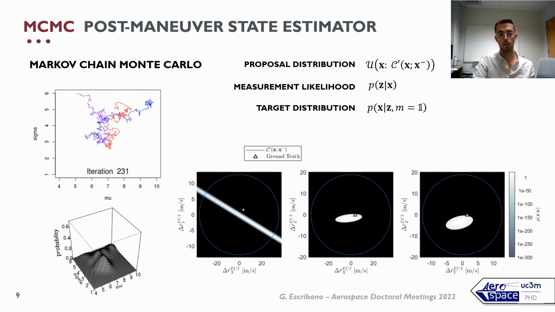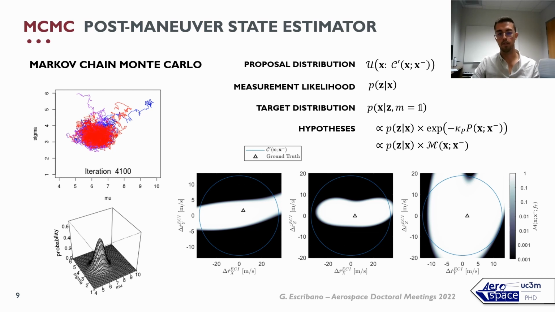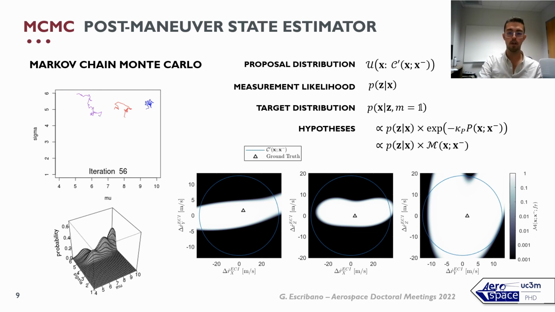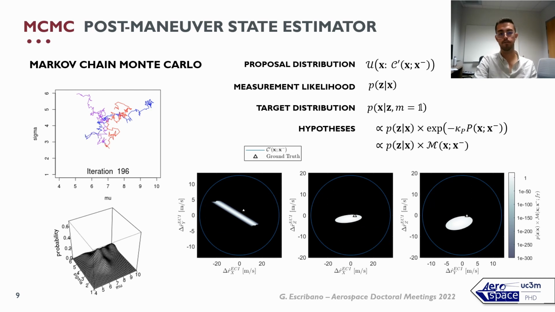And for this, we will apply different hypotheses, right? So we may assume that the post-maneuver state distribution is inversely proportional to the control effort, or we may add additional heuristics based on previous maneuvers or typical control efforts or typical orbital transfers in order to find a good approximation for the posterior target distribution.